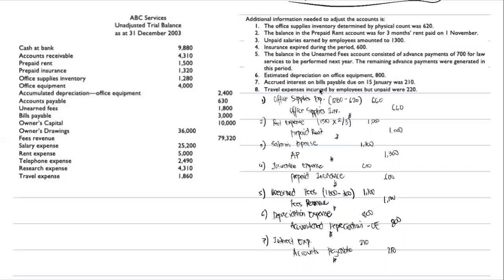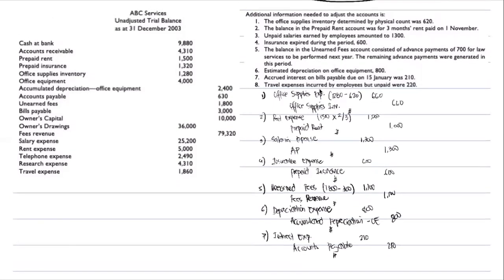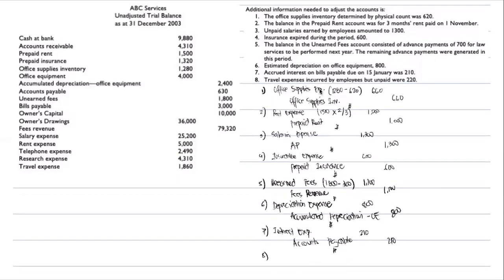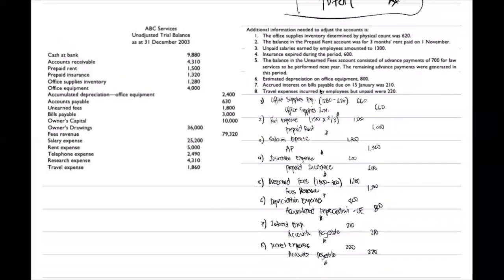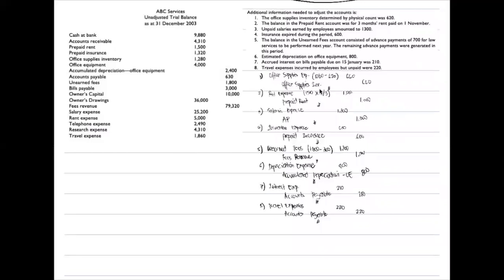Next, travel expenses incurred by employees but unpaid were 220. So we will have an entry again, number 8, travel expenses, and then accounts payable, 220. Okay. So we're done with our adjusting entries. And now we're ready to prepare our worksheet.